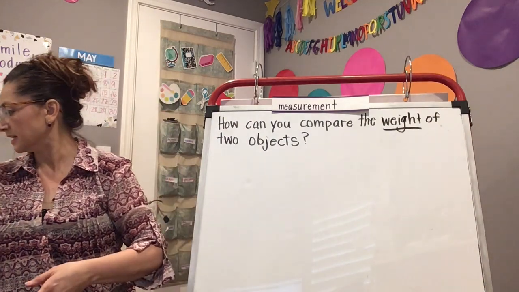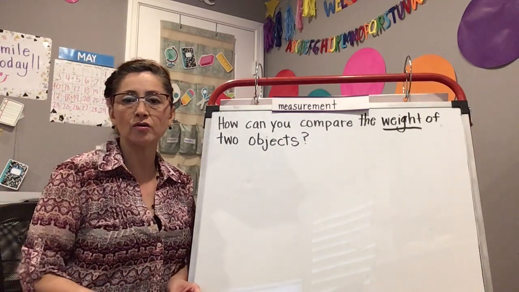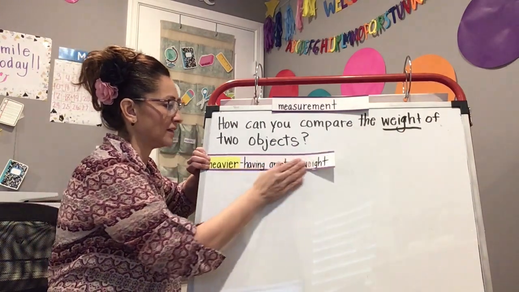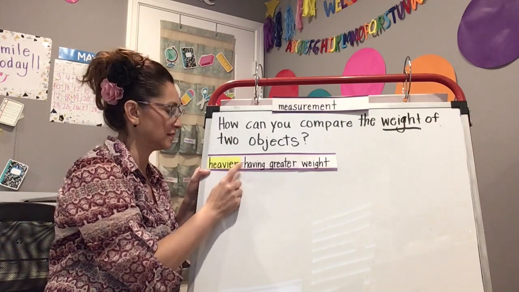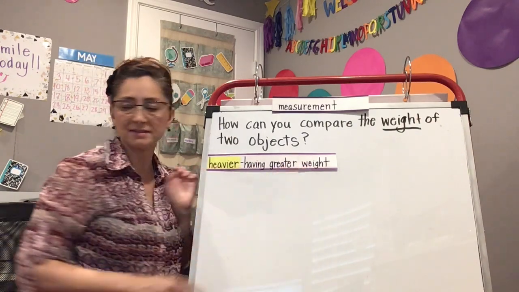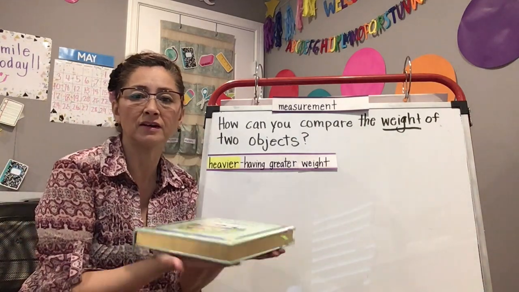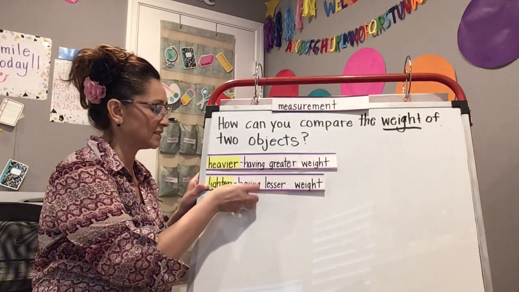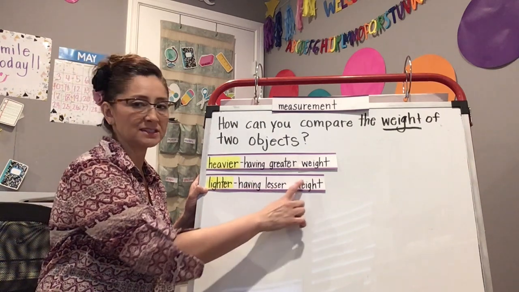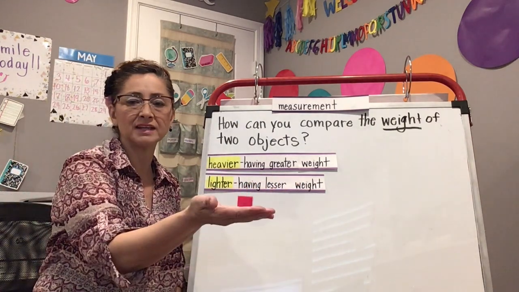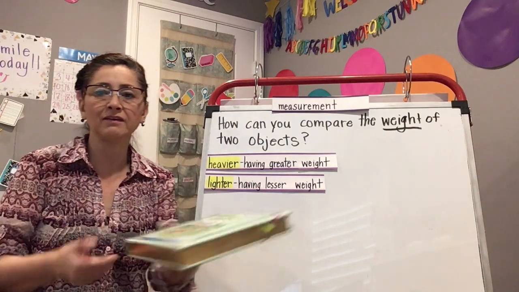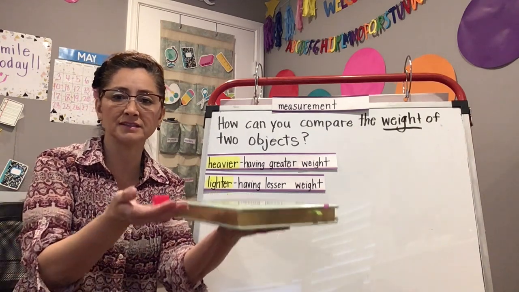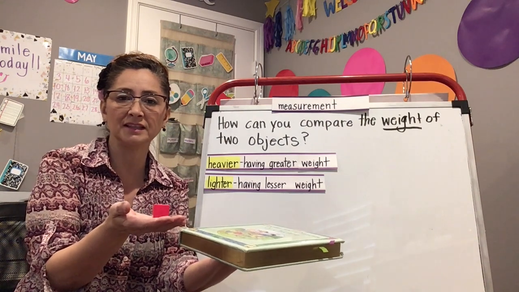So we're going to take a look at the vocabulary words that are going to help us compare the weights of objects. The first one is heavier. Can you say heavier? Good. Heavier means having greater weight. And then we have the word lighter. Lighter means having lesser weight. So when I hold this up, it's less weight. This is heavier and lighter. See how heavy this is? It pulls it down, and this is lighter, okay?